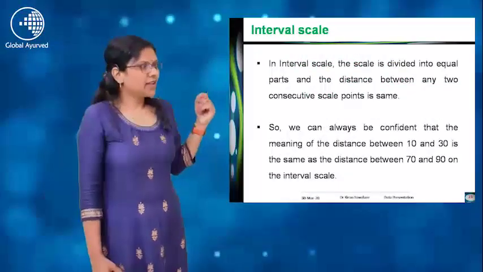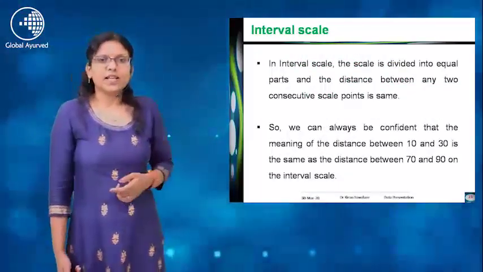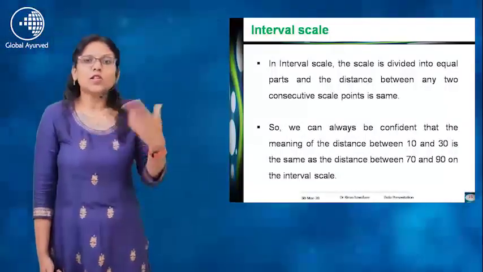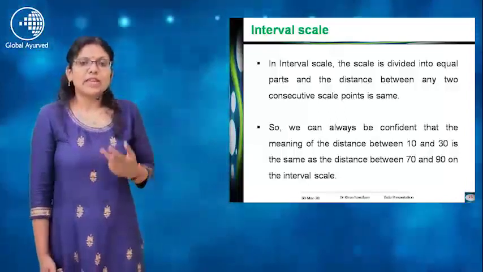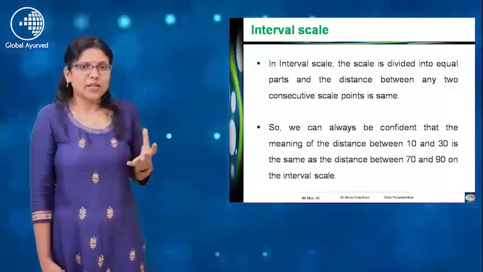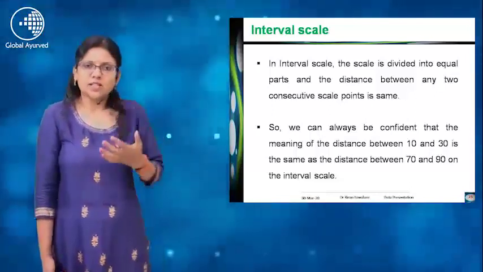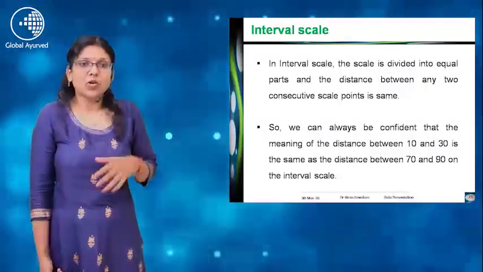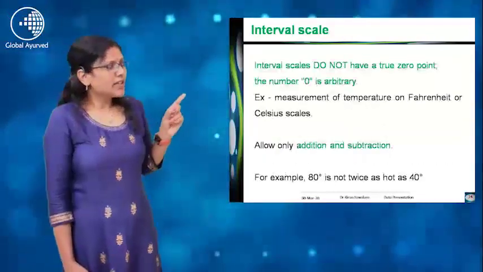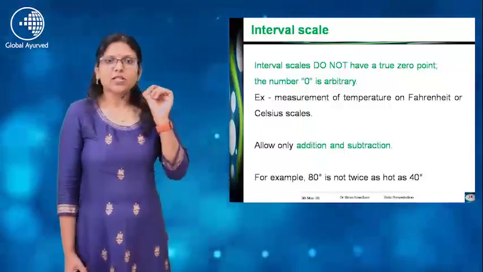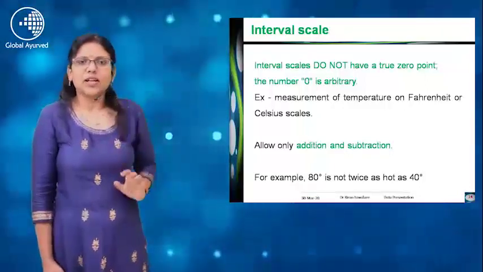Next we will see the interval scale. In the interval scale, the scale is divided into equal parts and the distance between any two consecutive scale points is the same. Means we can always be confident that the distance between 10 and 30 is the same as the distance between 70 and 90 on the interval scale. But interval scale does not have the true zero point. The number 0 is completely arbitrary in case of the interval scale.